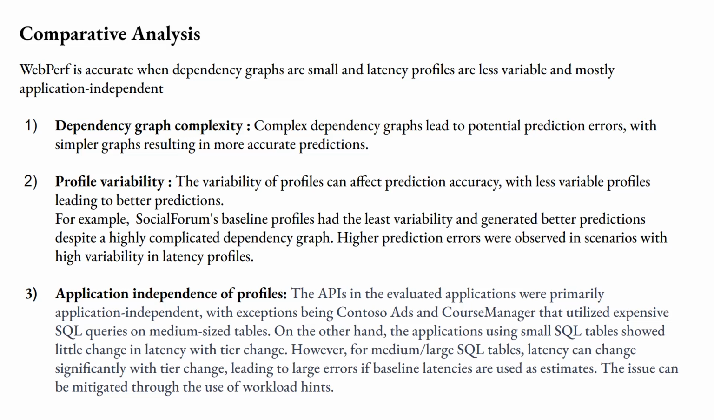Another important factor to consider here is the application independence of the profiles. While most APIs in the evaluated applications were application independent, some apps like Contoso Ads and Course Manager use expensive SQL queries on medium-sized tables, which resulted in latencies that change as tiers change. Using baseline latencies as estimates for such scenarios resulted in large errors. This problem can be avoided by using workload hints, which can provide a more accurate estimate of the latencies for such scenarios.